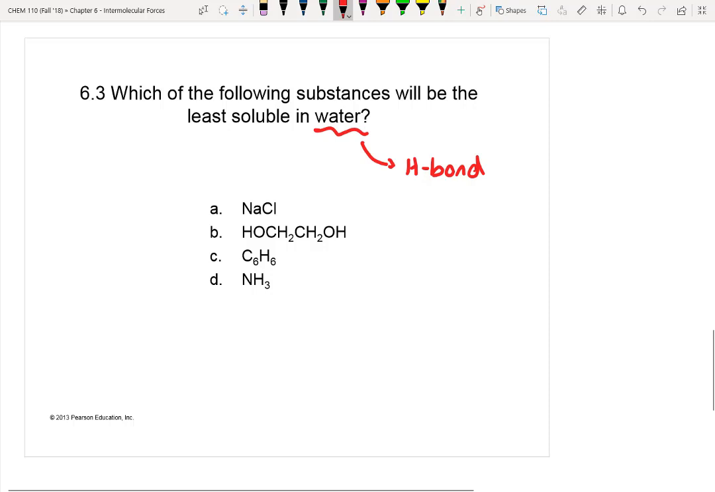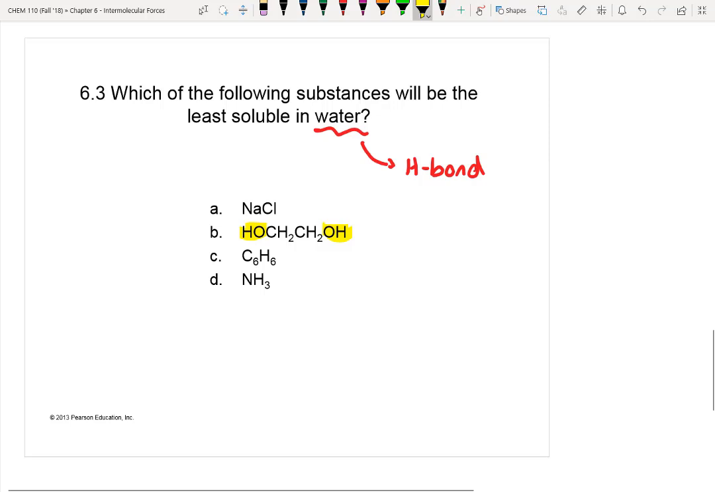NaCl, that's salt. Salt dissolves in water, right? That's an easy one. The next one, will this dissolve in water? This is called ethylene glycol. Why do you think it will dissolve in water? Yeah, if we look at this one, looks to me like it can H bond, right? It's got a hydrogen coming off of oxygen, so it has the exact same intermolecular force. It should mix well.